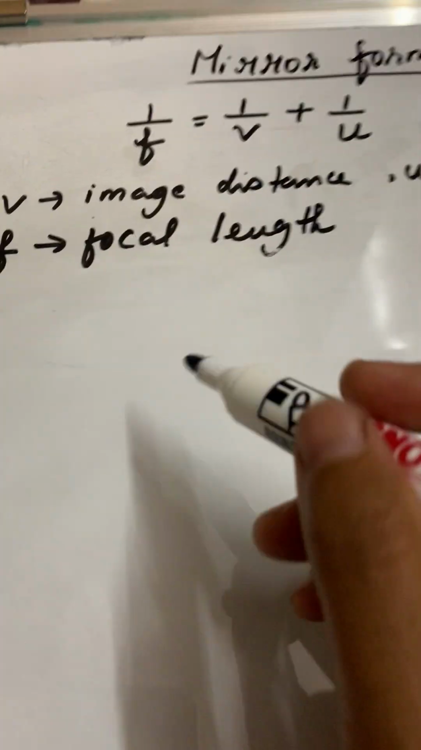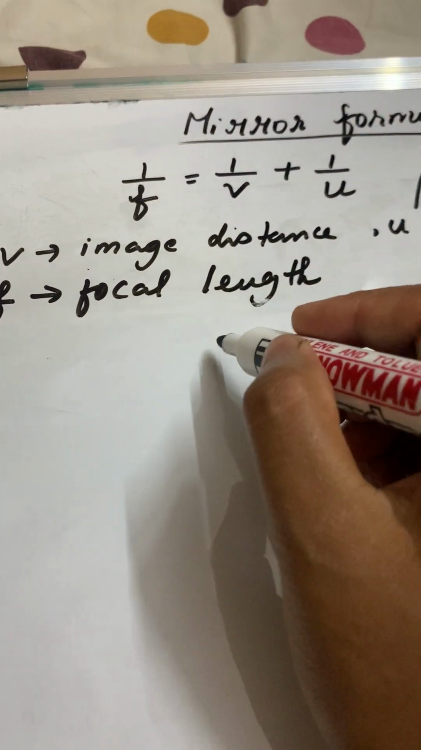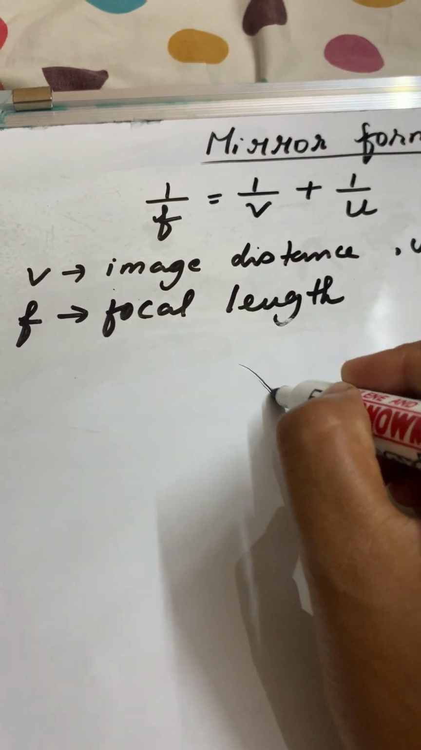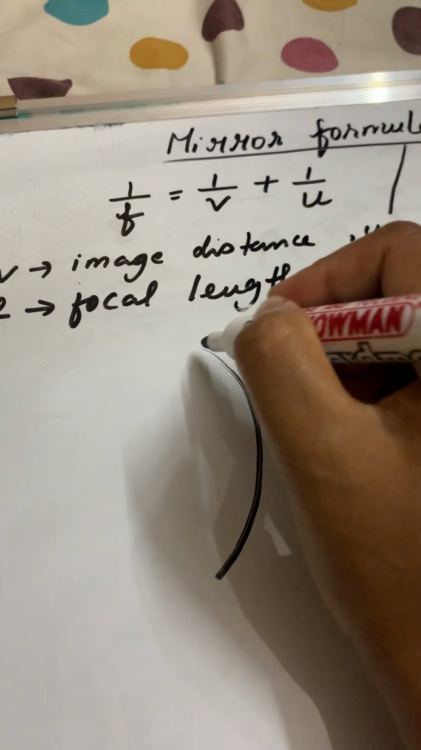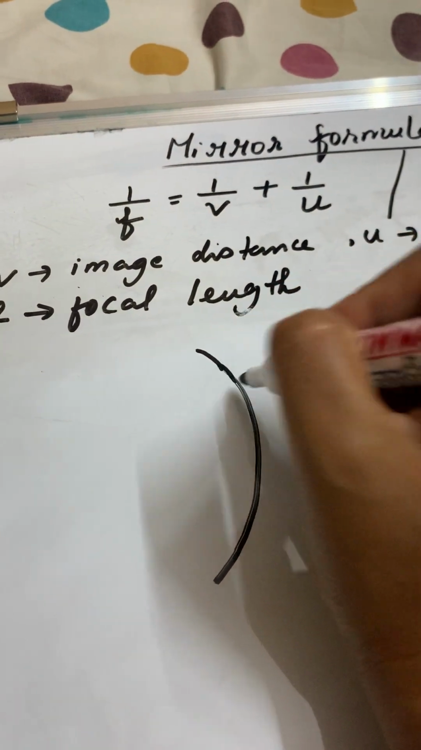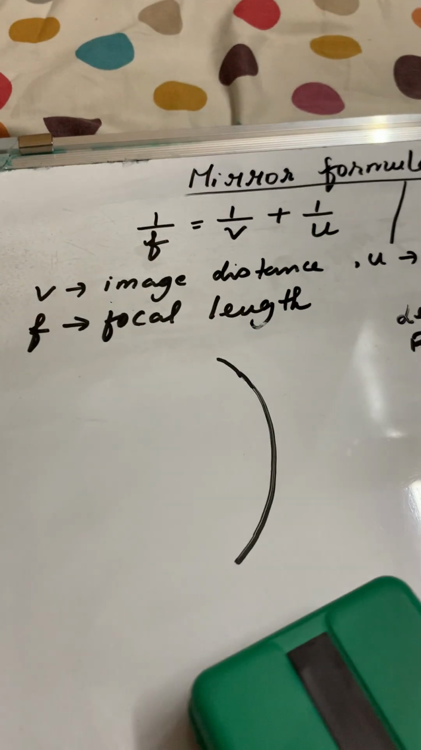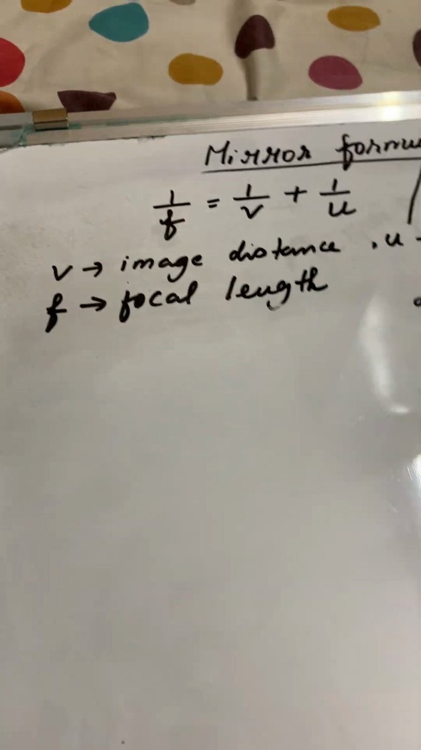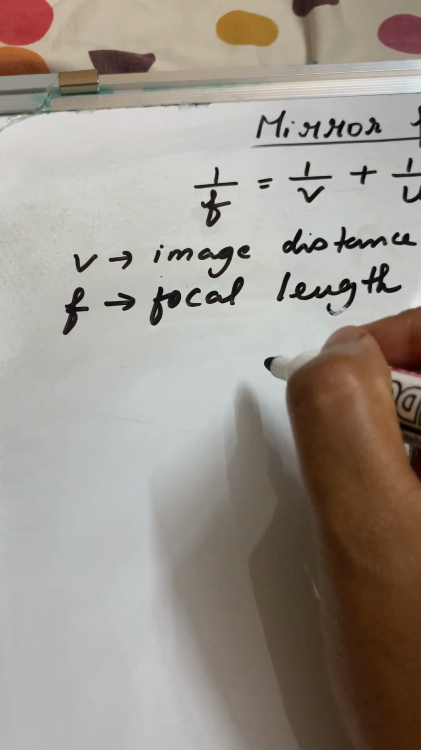Let's see, here is a convex lens, or let me take a convex mirror.